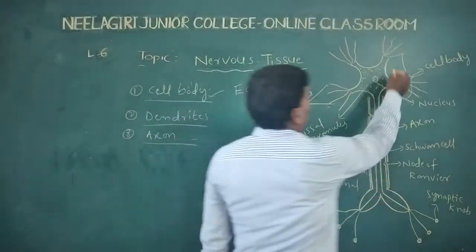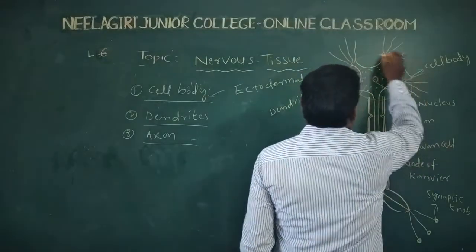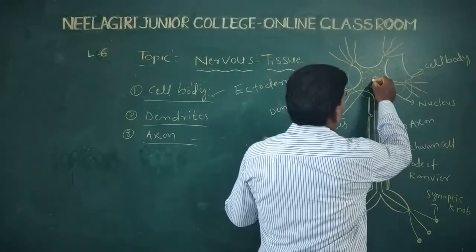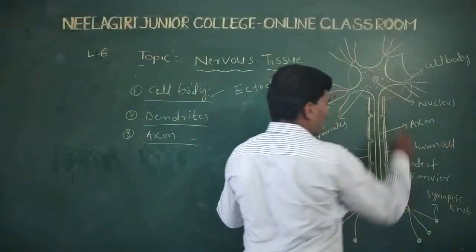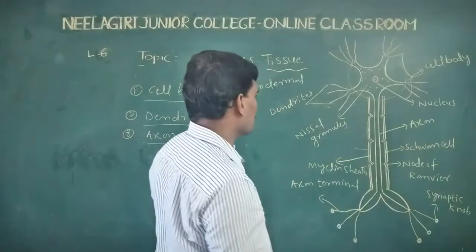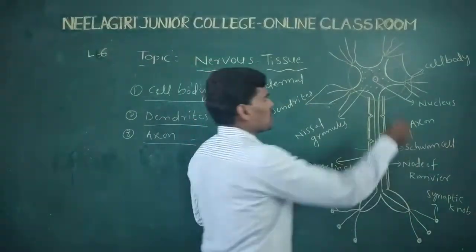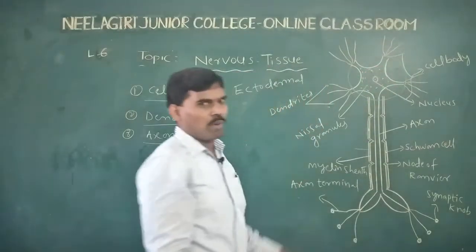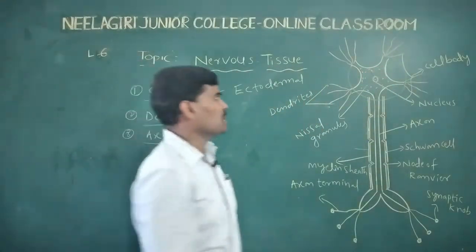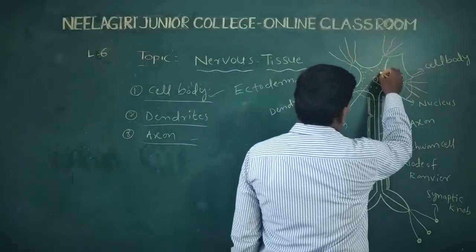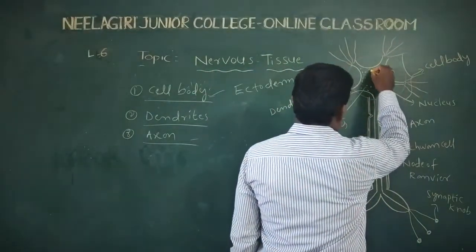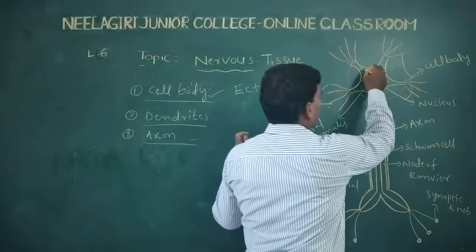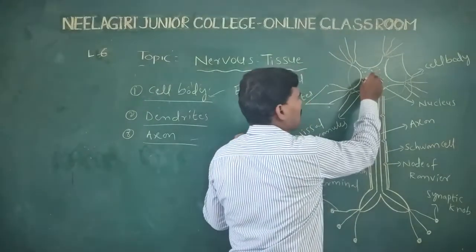The first part is the cell body. This part is the cell body. The cell body contains the cytoplasm, and the name of the cytoplasm is the neuroplasm. The neuroplasm contains granule-type particles, clearly observed.